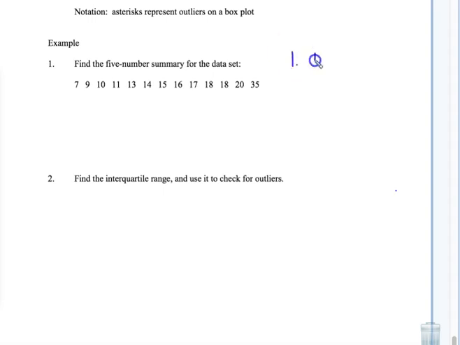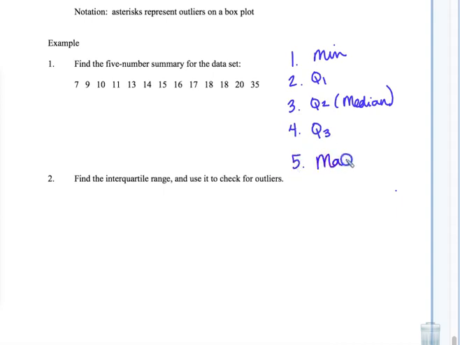Number 1 is the min. Number 2 is my Q1, which is the middle of the lower half. Number 3 is Q2, which is the median of the whole set. Number 4 is Q3, which is the middle of the upper half. And number 5 is our max number. So when I look at this, my minimum number is 7. That's the smallest number in the data.